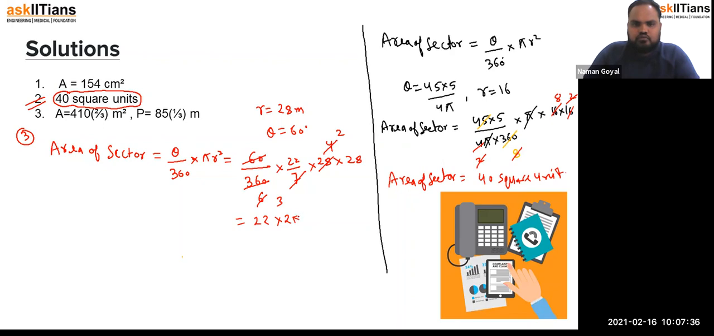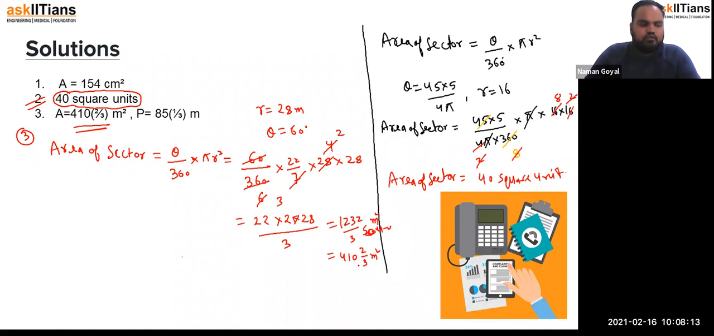Into 2 into 28. How much do you get, upon 3? So it will give 1232 upon 3 square unit, or meter square basically. If you convert this into a mixed fraction, this quantity can be written as 410 2 by 3 meter square.